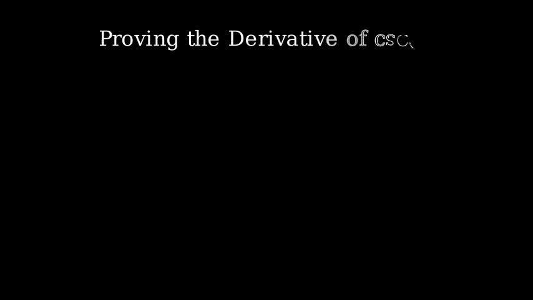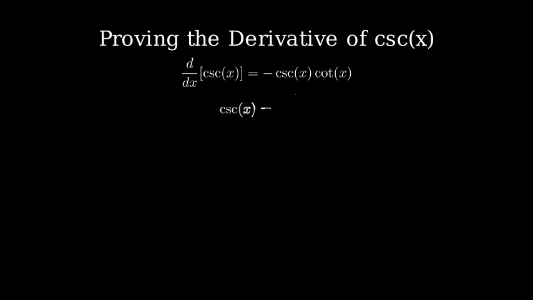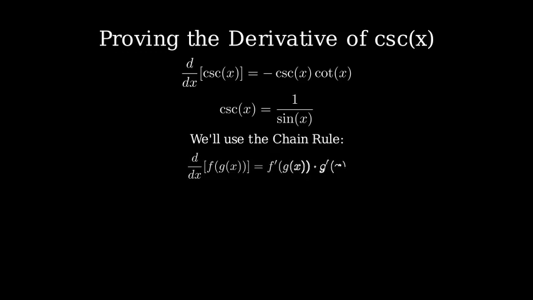Welcome. Today we'll prove that the derivative of cosecant of x is equal to negative cosecant of x times cotangent of x. Let's start by recalling that cosecant of x is equal to 1 over sine of x. Therefore, we'll need to use the chain rule since we're dealing with a composite function.